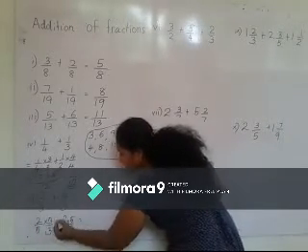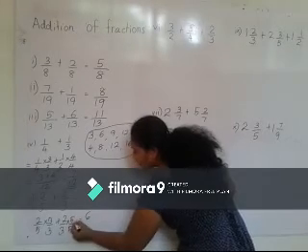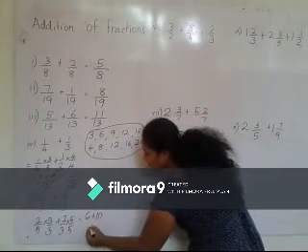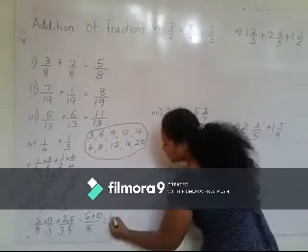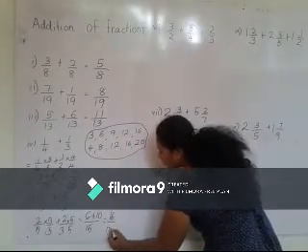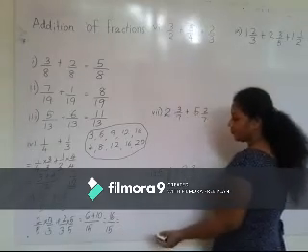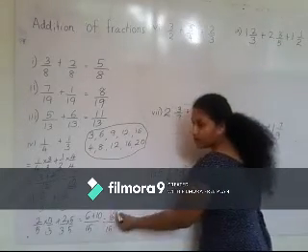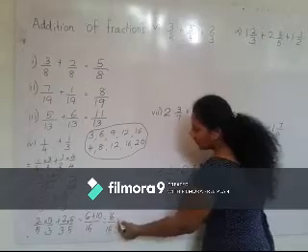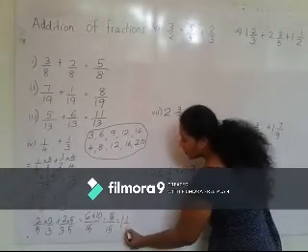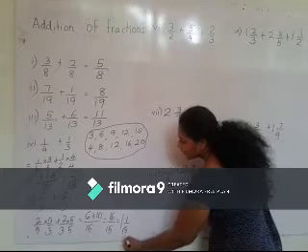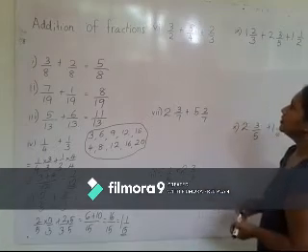Then 2 times 3 is 6, 2 times 5 is 10, over 15. 6 added to 10 is 16 over 15. So here there is one group. This is an improper fraction. We have to make it into a mixed number. There is one group. Only one remains out of 15. 1 with 1/15. Next question.